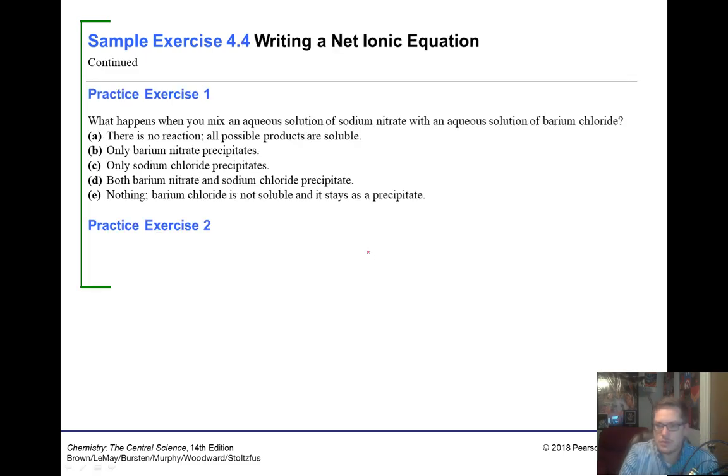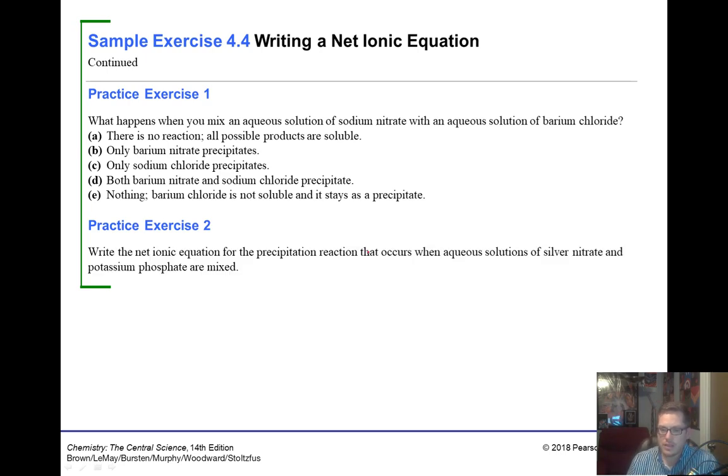Let's skip this one and we'll do the second one here. All right, it says write the net ionic equation for the precipitation reaction that occurs when aqueous solutions of silver nitrate and potassium phosphate are mixed. So this is a full-on let's go get 'em kind of thing.